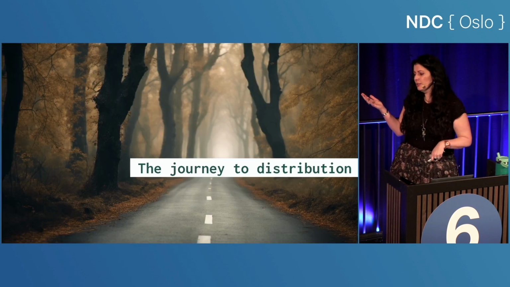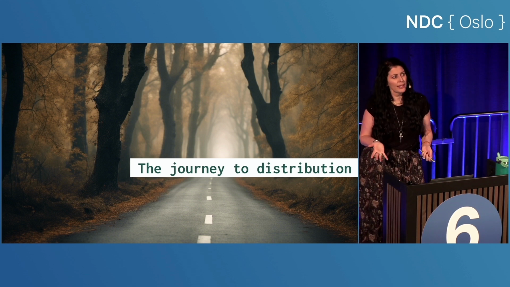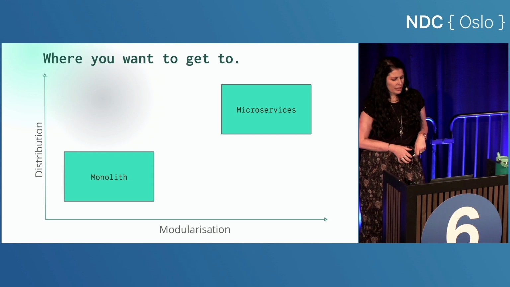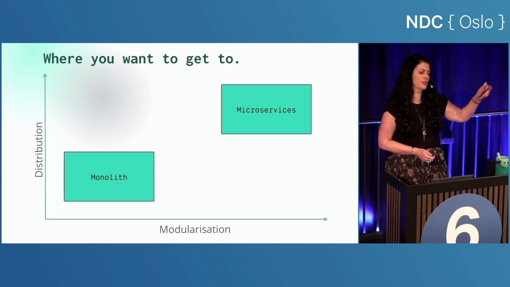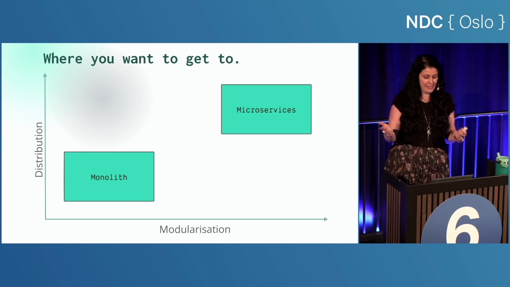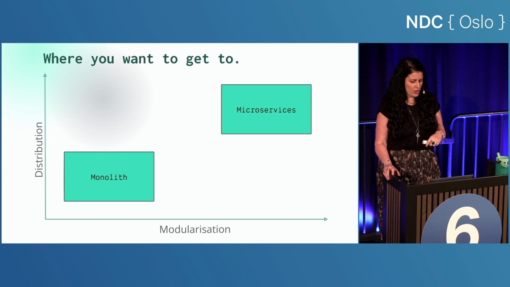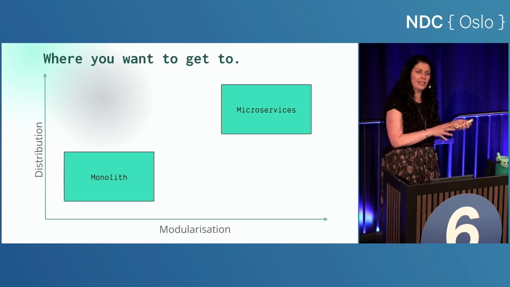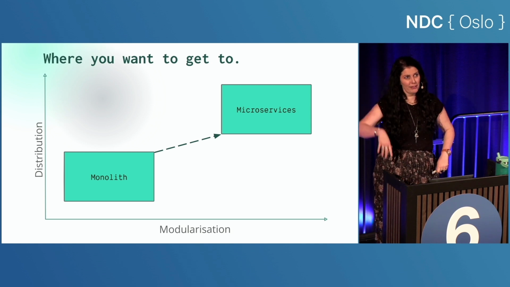So let's say you do need to go distributed. What does that journey look like? Well, if we go to this chart, which I stole off an ex-teammate who stole it off someone else, but as I always say, this is mine now. I own this. It's on my slides. It's my chart. We have distribution versus modularization. You've got your monolith, and you want to go to microservices. Straight path.